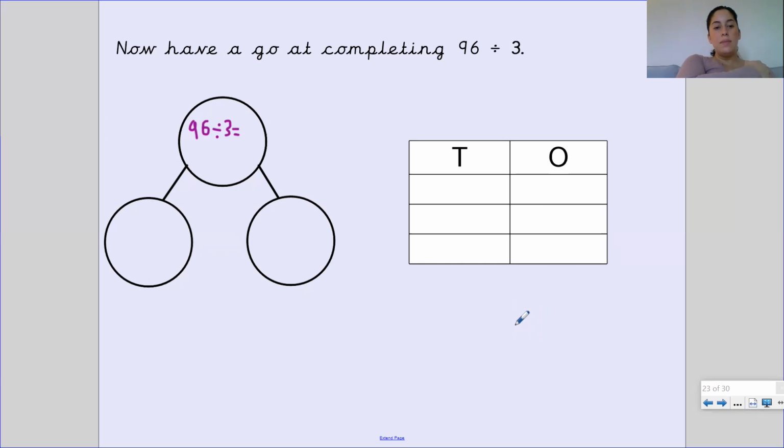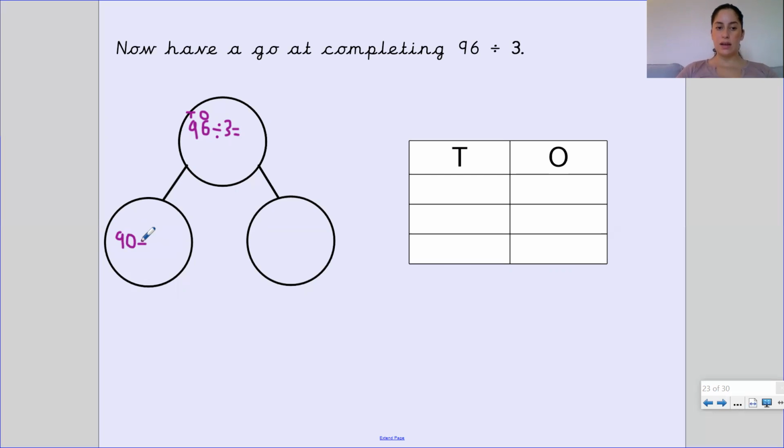Okay, so how many tens do we have in the number 96? We've got 9 tens, and how many ones do we have? 6. So now we want to partition this calculation into tens and ones. We've got 9 tens. What's the value of 9 tens? Get 9 fingers up and count your 9 fingers in tens. 10, 20, 30, 40, 50, 60, 70, 80, 90. So 9 tens represents 90.